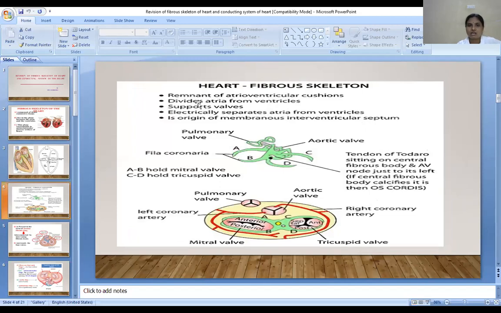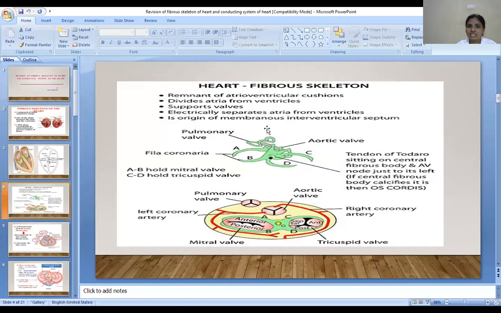So, what is this? A remnant of the atrioventricular cushions. So, we have two atrioventricular cushions. So, the fibrous skeleton is a remnant of the atrioventricular cushion and divides the atria from the ventricles. What I told, it lies between the atria and ventricles. So, it is dividing the atria from the ventricles. Then it supports the valves. Each and every valve is guarding the aortic orifice, pulmonary orifice, atrioventricular orifices. So, each and every orifice is guarded by a valve, meaning those valves are attached to this fibrous annulus.